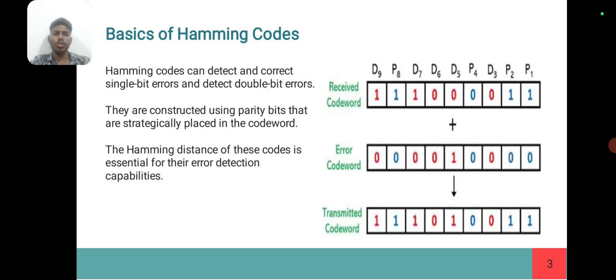Basics of Hamming codes. Hamming codes can detect and correct single bit errors and detect double bit errors. They are constructed using parity bits that are strategically placed in the code word. The Hamming distance of these codes is essential for their error detection capabilities. A received code word is the binary sum of the transmitted code word and the error code word. Here D9, P8, D7, D6, D5, D4, D3, P2, P1 are the inputs given to this Hamming code.